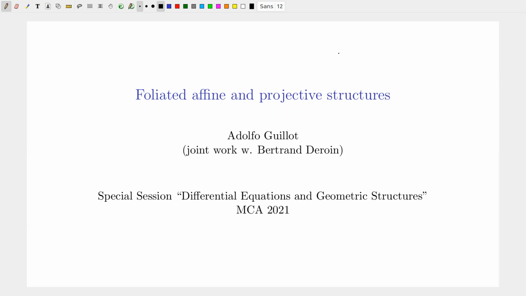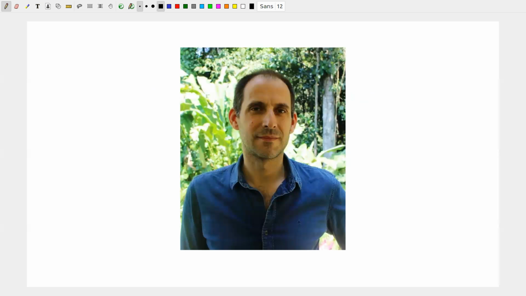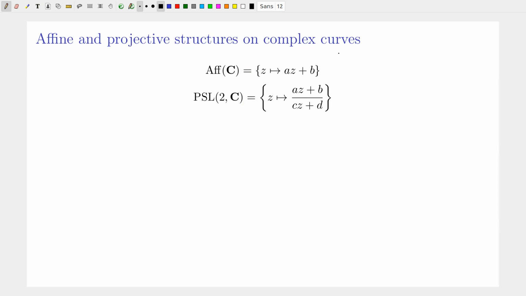foliations. Okay, so I will report on some work done as a joint work with Bertrand Durand from the University of Cergy in France. So here's a picture of Bertrand. Let me start by discussing the situation of affine and projective structures on curves before going to the general setting of affine and projective structures along the leaves of a complex foliation.